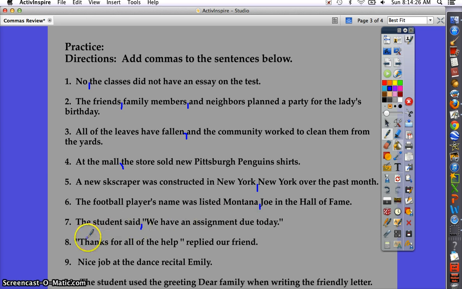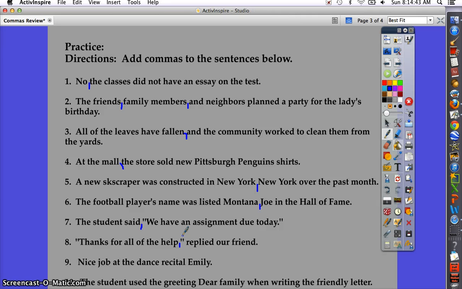Number 8's a little different, look at it. "Thanks for all the help," replied our friend. So the quote's at the beginning this time. Quote, thanks for all of the help. We've got to put the comma inside of the quote again, replied our friend, period. So again, punctuation, then the quotes.